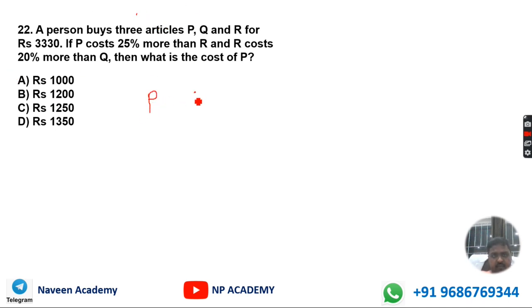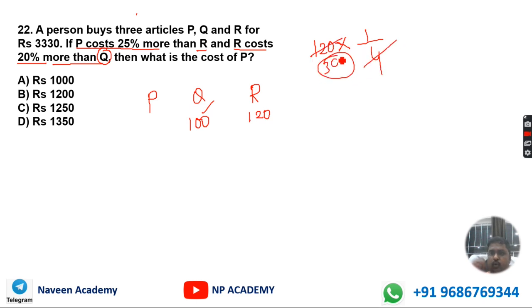Okay, they have given P, Q and R. First, they're talking about the last one, Q. So let us take Q as 100%. Then R costs 20% more, so compared to Q, R will be 120. Compared to R, P will be 25% more. Out of 120, 25% will be 1 by 4. 4 ones are 4, 4 threes are 12, so 30 should be added to 120. So 120 plus 30 will be 150.